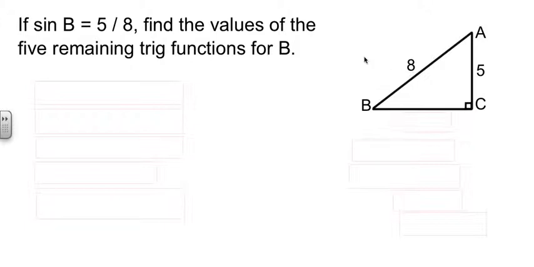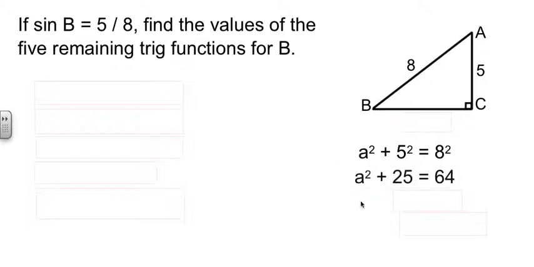Now all we have to do is figure out the third side, and for that we use our old friend the Pythagorean theorem: a squared plus b squared equals c squared. Cleaning up the arithmetic, we'll subtract the 25 over and take the square root. So now we know what this third side is. This one would be the adjacent side to B. It's the one next to B.